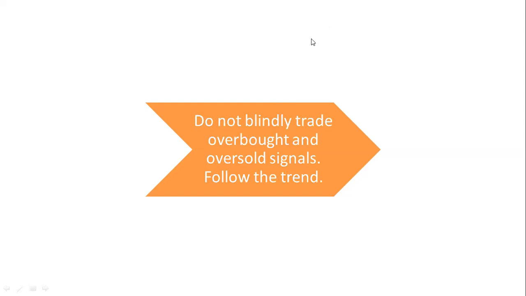The same, you can also apply this to the stochastic we talked about. Once the blue line has gone above the red line, the price will keep on going down until the blue line now goes below the red line. That is when the market price will change. So that's why I say do not blindly trade overbought and oversold signals. Follow the trend, and please always recite this.